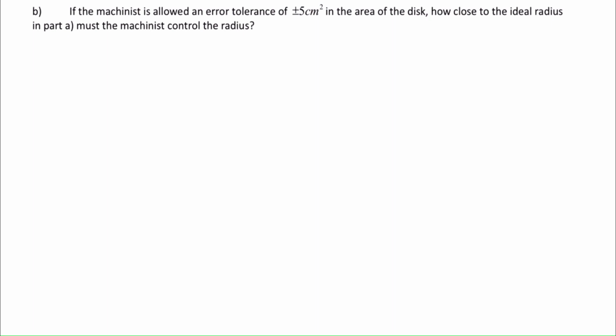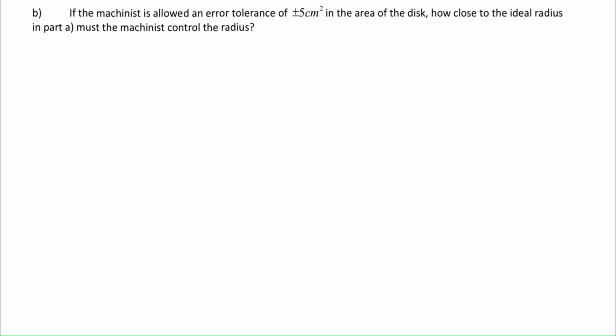If the machinist is allowed an error tolerance of plus or minus 5 square centimeters in the area of the disk, how close to the ideal radius in part A must the machinist control the radius? We can think of this in terms of the epsilon delta problems that we've been looking at up to this point. So think of the area as your function, and if we subtract the limit or the ideal area, we want that to be less than or equal to our epsilon, which in this case is the error tolerance of 5 square centimeters.